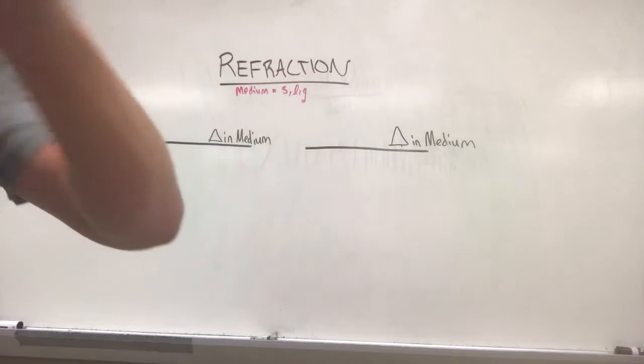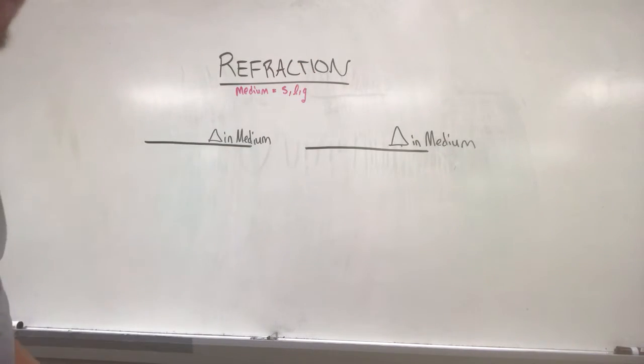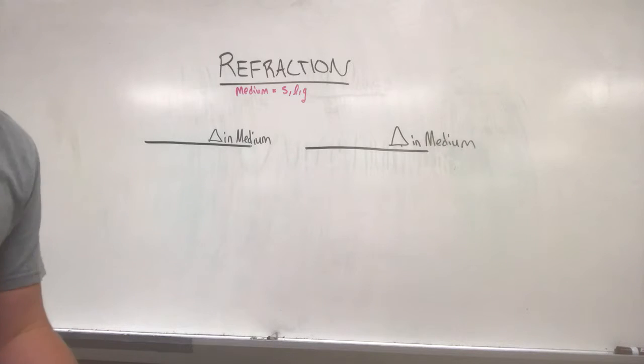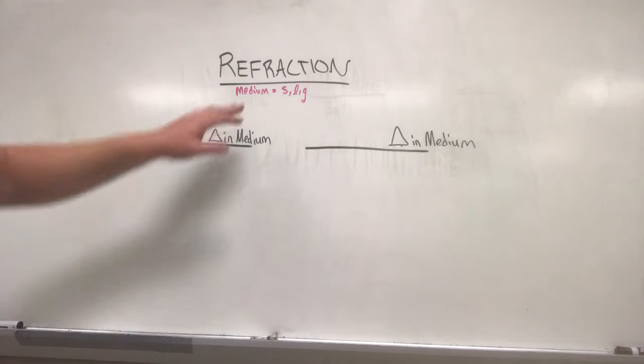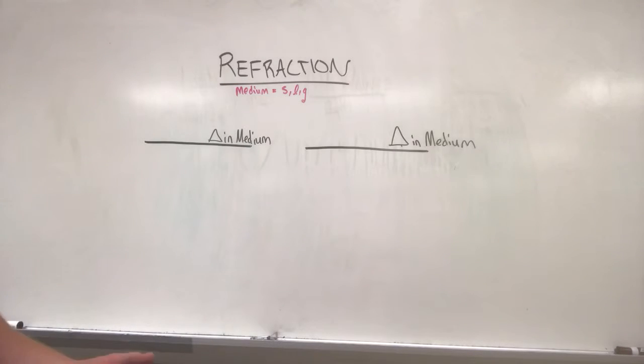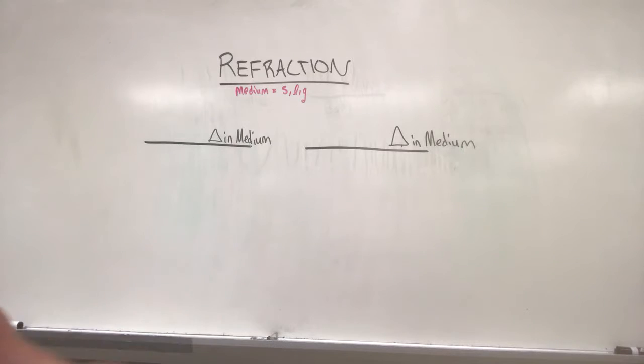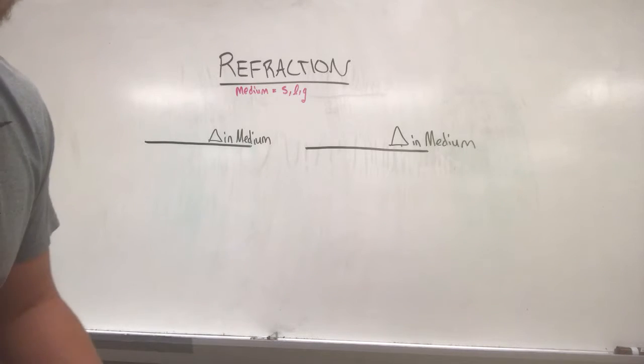depending on if it's going to go faster or slower. So here we're going to look at a more diagram way of looking at the refraction of light. Again, a medium is a solid, liquid, or gas. The medium is what something is traveling through. So what is the light wave traveling through? What is the sound wave traveling through?